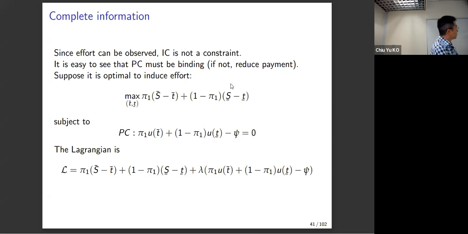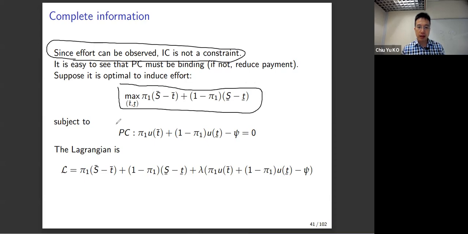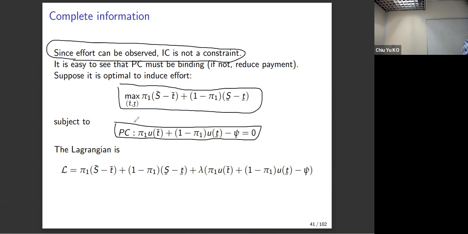So first, let's do this first, okay? Suppose there's complete information, right? That means that I know who they are, okay? And IC is not constrained, right? Because I know effort, okay? That means that I just choose this guy directly, okay? I just make sure that they want to do whatever they do, and just extract out the surplus, right?